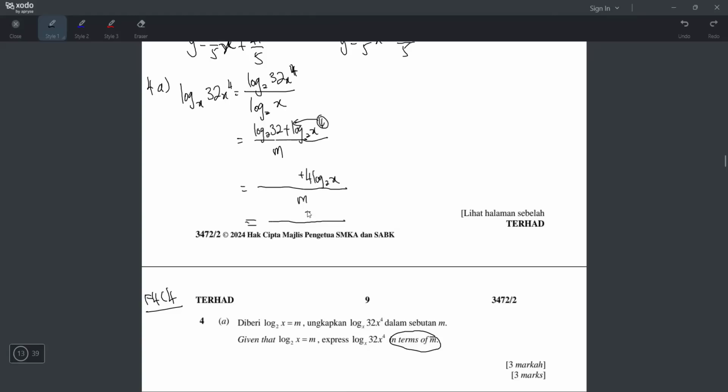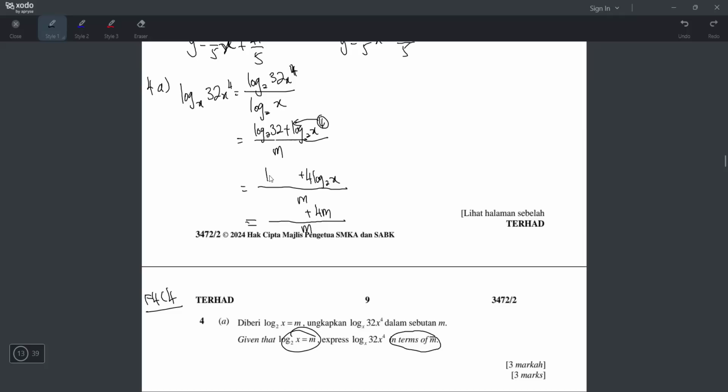And then later this log base 2 of x can become m. So it becomes here plus 4m, and then over m. Right? Because log x base 2, look, this is m, right? Then what about the log 32 base 2? Log 32 base 2, you cannot change into log x base 2, which means you cannot change it to m.